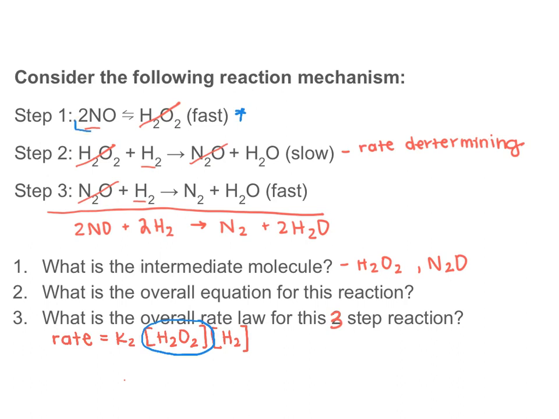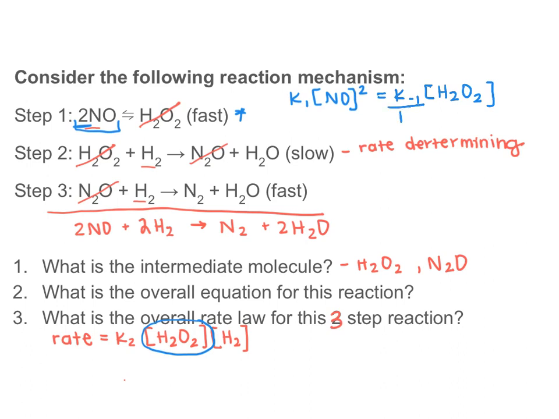So I see that I've got 2 NOs, so it's going to be K1 because it's the step 1 forward reaction, and then NO squared because of my coefficient of 2. And this is just for an elementary reaction, okay? And that's going to be equal to my reverse. So it's going to be K minus 1. So it's step 1, but it's in the reverse. And that is H2O2. Okay, H2O2 is what I'm trying to get by itself to plug in.